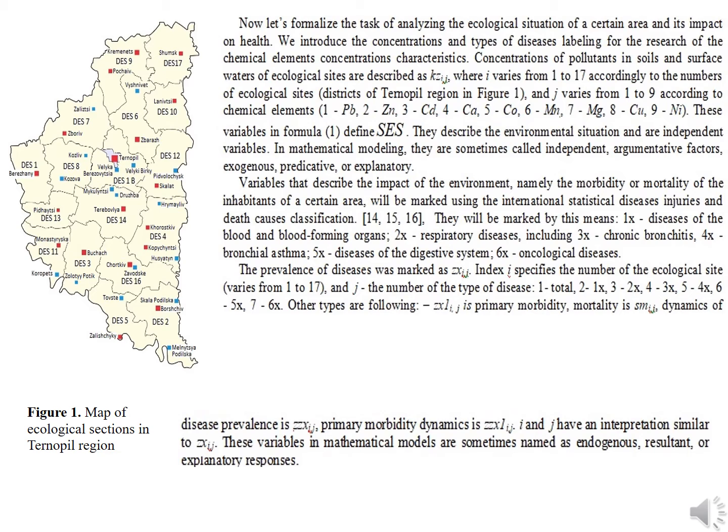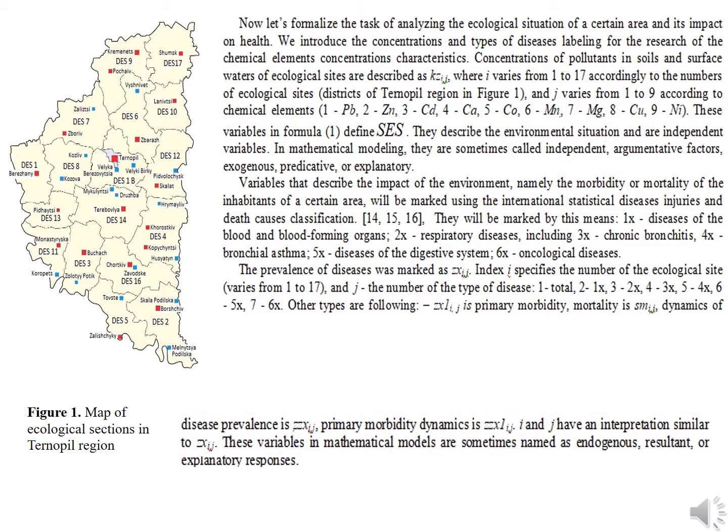Variables that describe the impact of their environment, namely the morbidity or mortality of the inhabitants of a certain area, will be marked using the International Statistical Classification of Diseases, Injuries, and Death Causes. They will be marked as: 1. Diseases of the blood and blood-forming organs, 2. Respiratory diseases, including 3. Chronic bronchitis, 4. Bronchial asthma, 5. Diseases of the digestive system, and 6. Oncological diseases. The prevalence of diseases was marked as X.